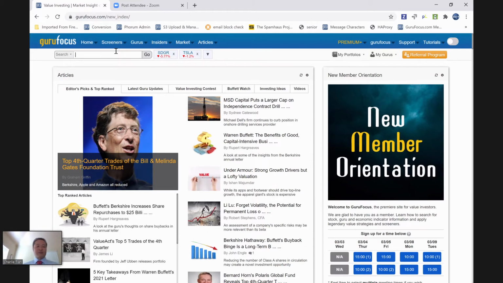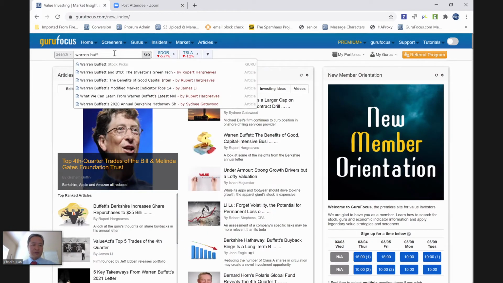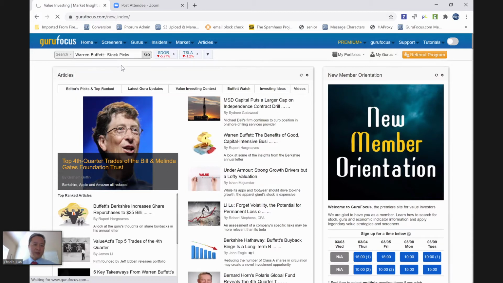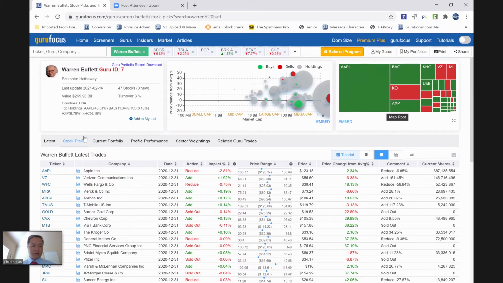If you want to find the Guru portfolios, you can always find almost everything from the search box on the top left corner. We're talking about Warren Buffett's portfolio here. I just type part of Warren Buffett, it will appear, and it will show you what Warren Buffett has bought and sold under the stock picks tab.